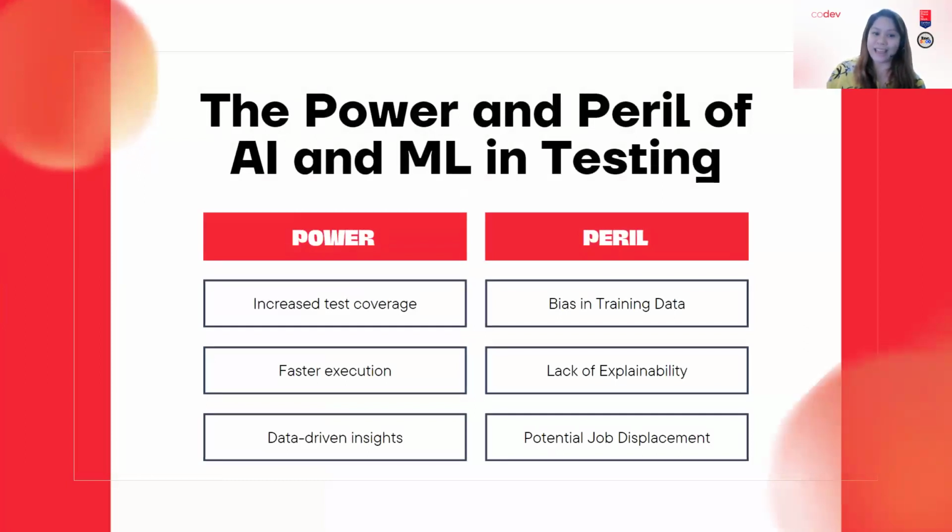Of course, AI and machine learning are a double-edged sword. On one hand, they offer incredible capabilities to enhance our testing practices. But on the other hand, we should also be mindful of the potential pitfalls. AI and machine learning are revolutionizing the testing landscape, and they offer several advantages.